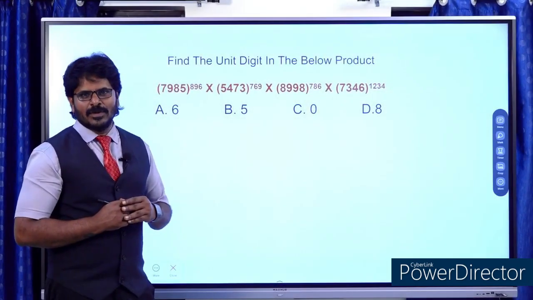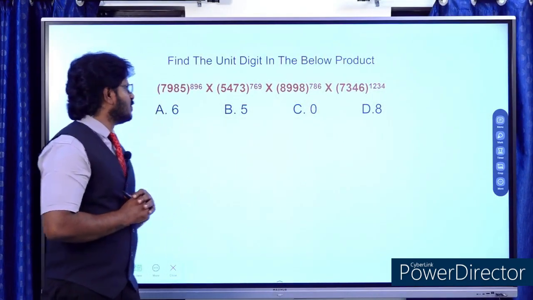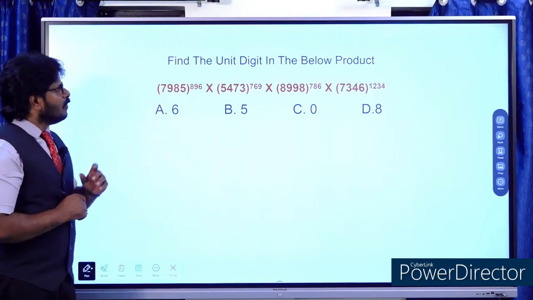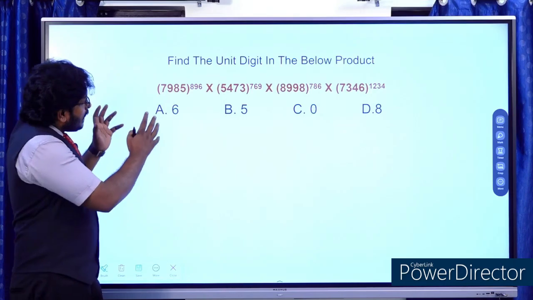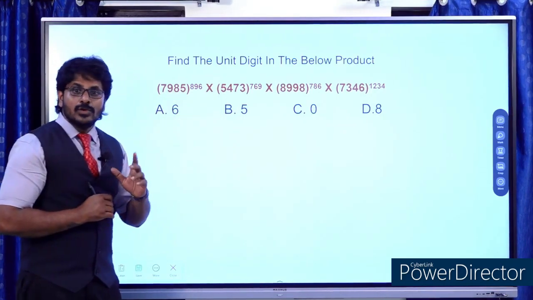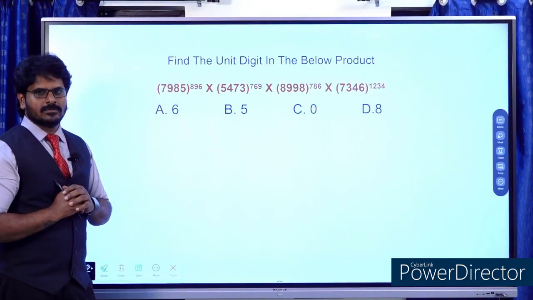Another example from number systems. Here is a question from number systems. So what is the question here? Find the unit digits in the below product. అంటే ఇవన్నిటిని మల్టిప్లై చేస్తే యూనిట్ డిజిట్లో ఏమొస్తుంది, రైట్.